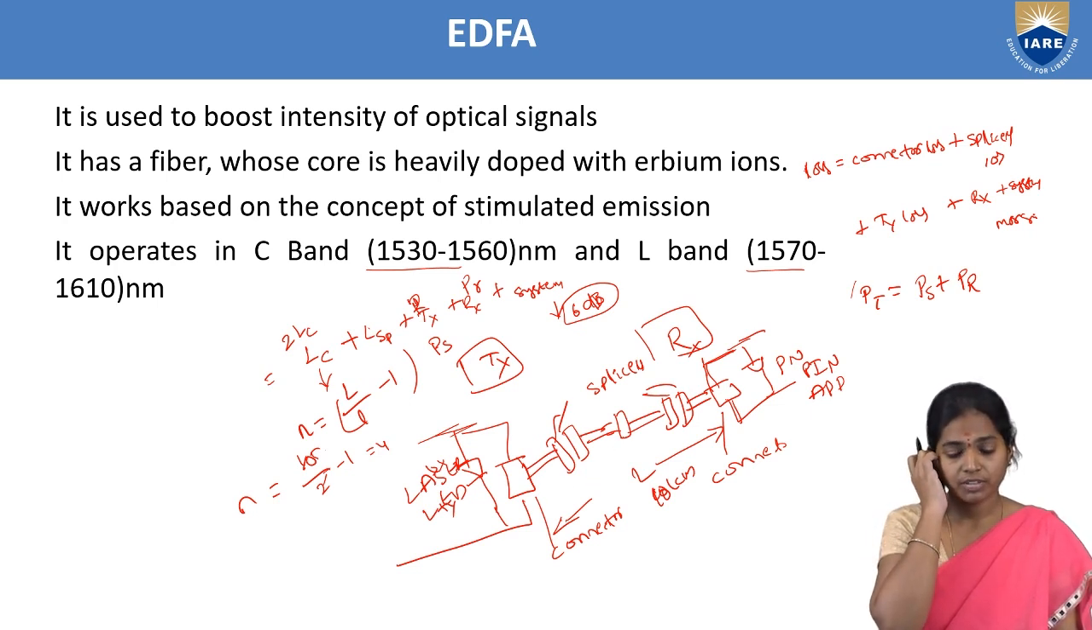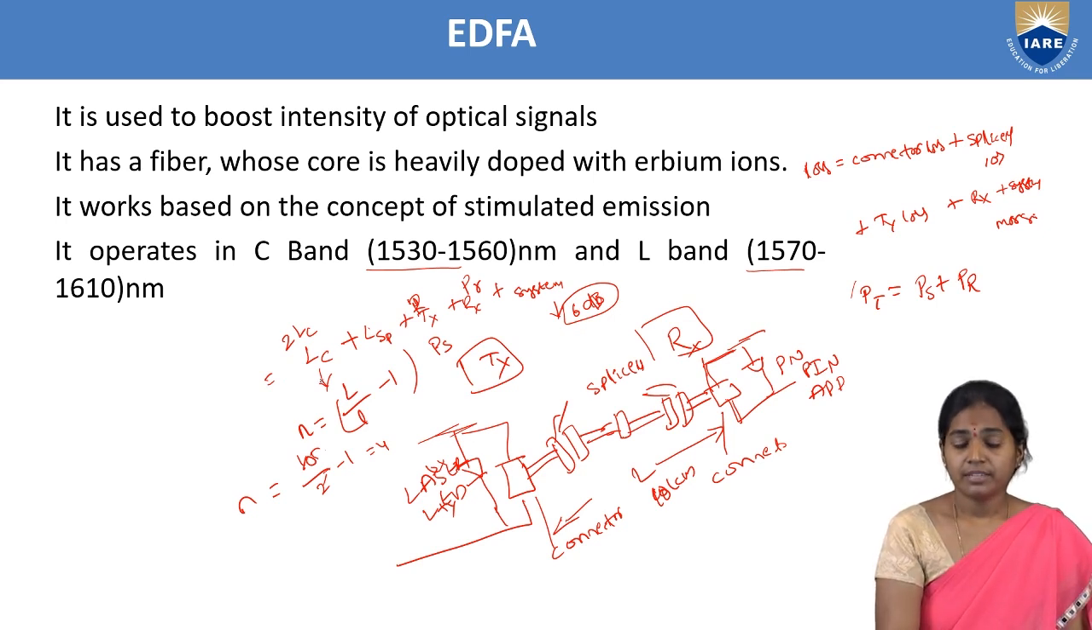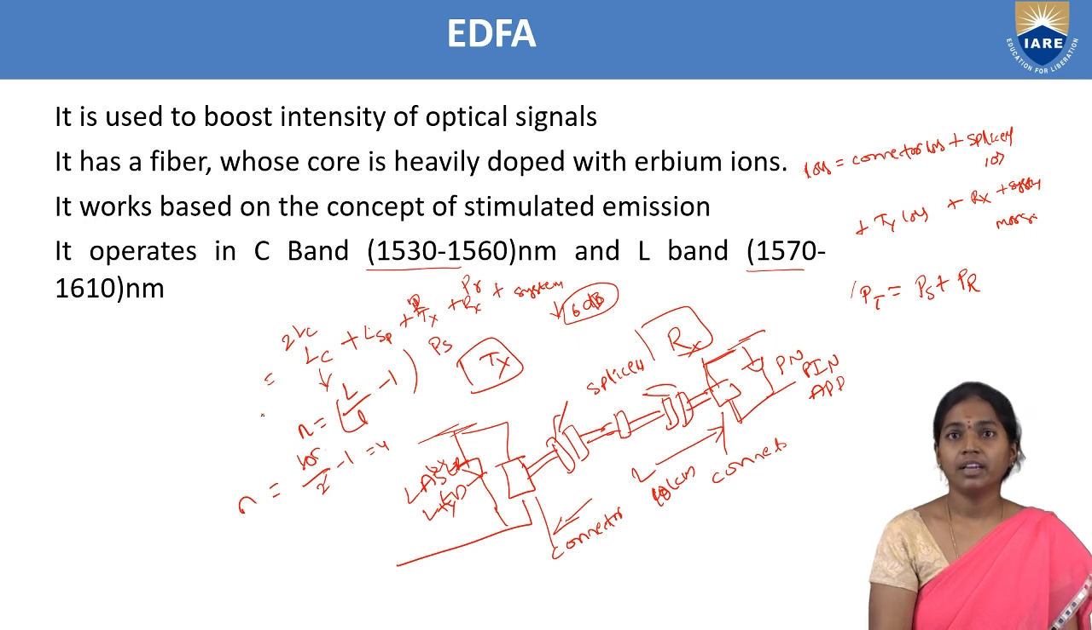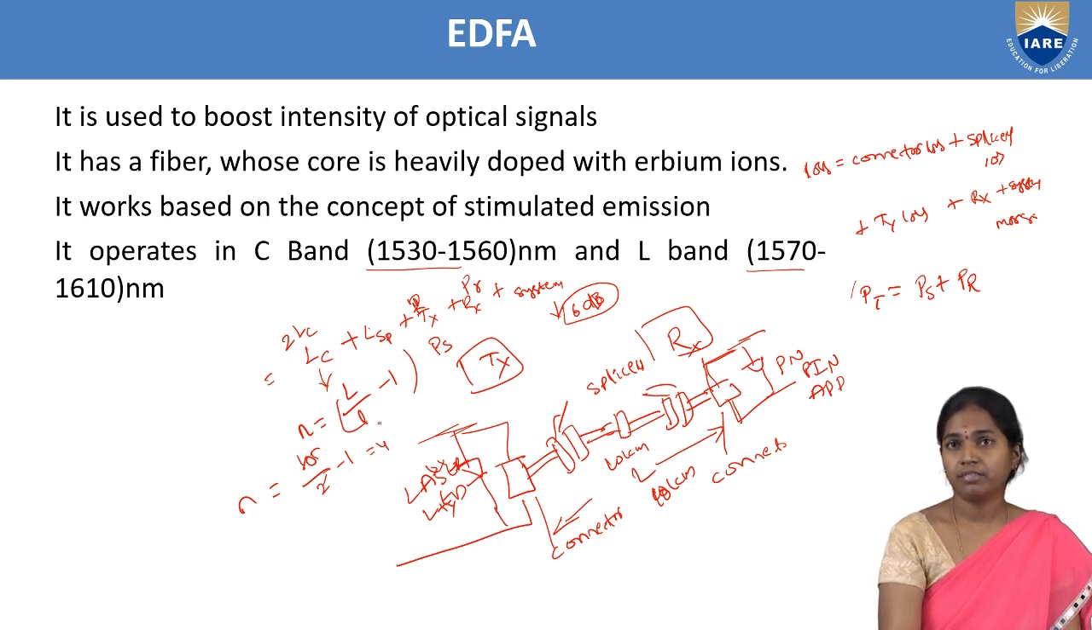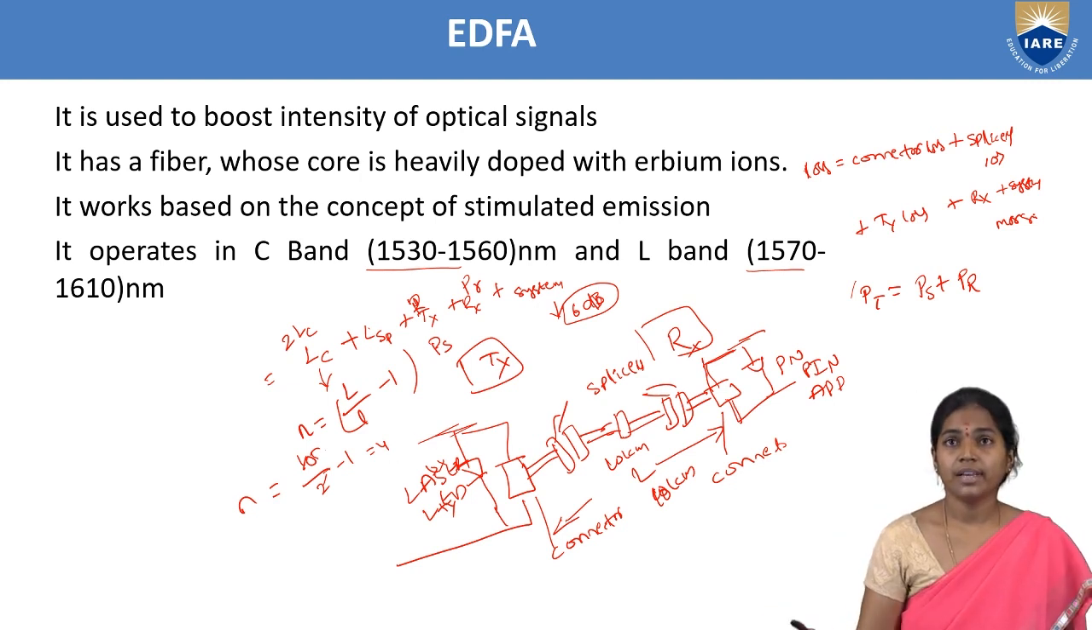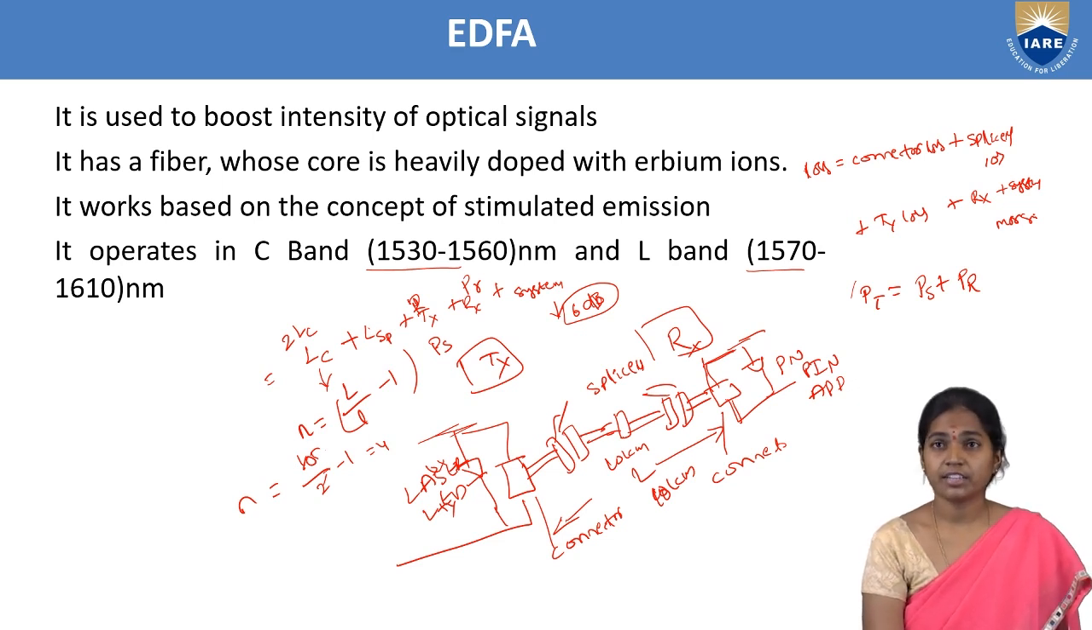The formula for the link power budget is connector losses plus splice losses plus source power and receiver power plus system margin. Adding all these losses gives the link power budget. The number of splices required is given by the total length, for example 10 kilometers, divided by 2 minus 1, so 4 splices are required. Like this we calculate the link power budget and rise time budget. I will explain it in the next session.